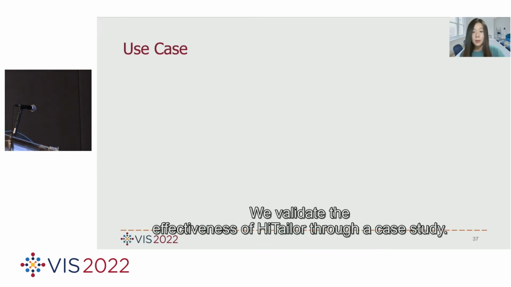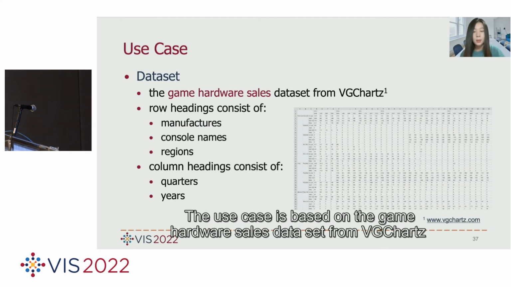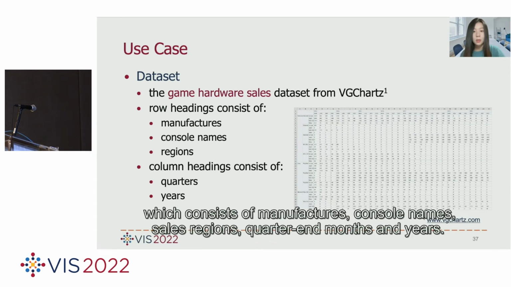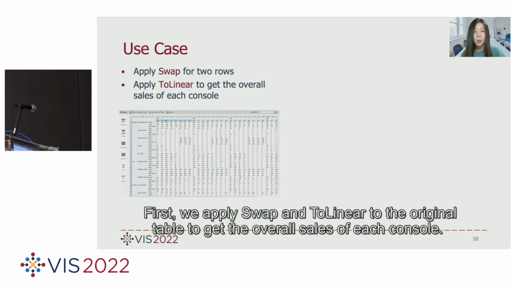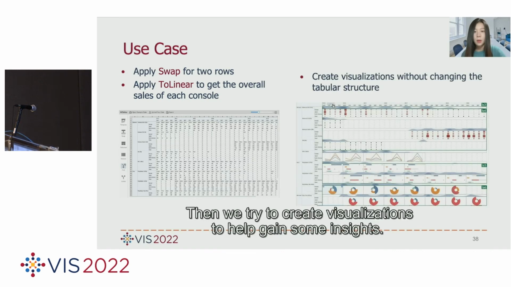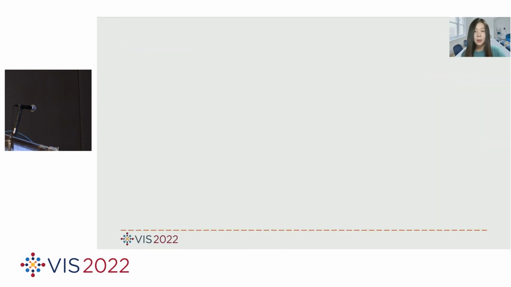We validate the effectiveness of Hightailor through a case study. The use case is based on the game hardware sales dataset from VG charts, which consists of manufacturers, console names, sales regions, quarter and months, and years. First, we apply swap and linear to the original table to get the overall sales of each console. Then, we try to create visualizations to help gain some insights.